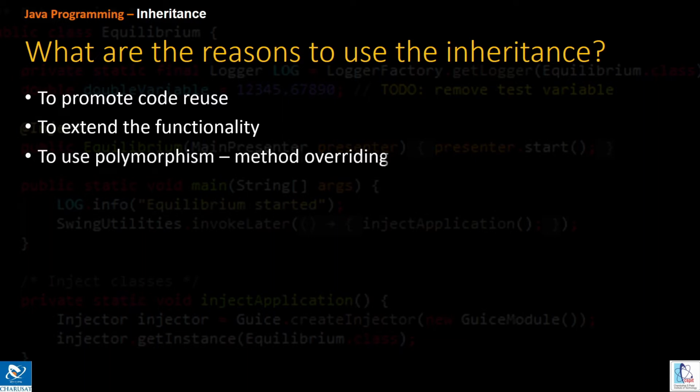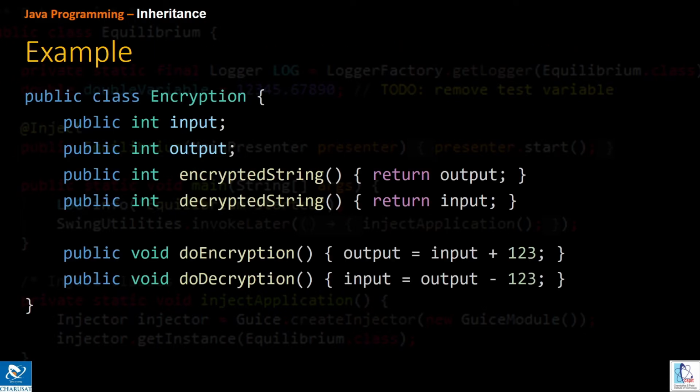The third one is that it promotes polymorphism, like method overriding. Suppose you don't like the implementation in the superclass and you want to provide your own implementation of the method, then you should go with inheritance. Let's see the example.